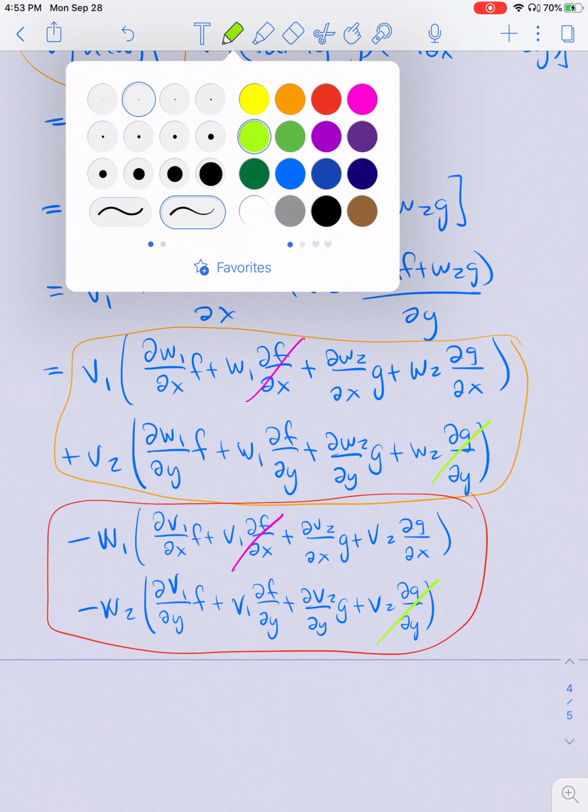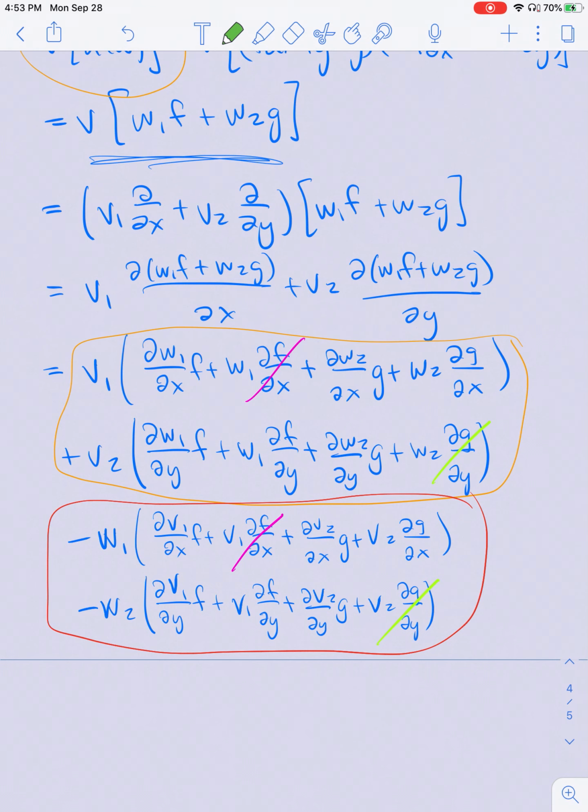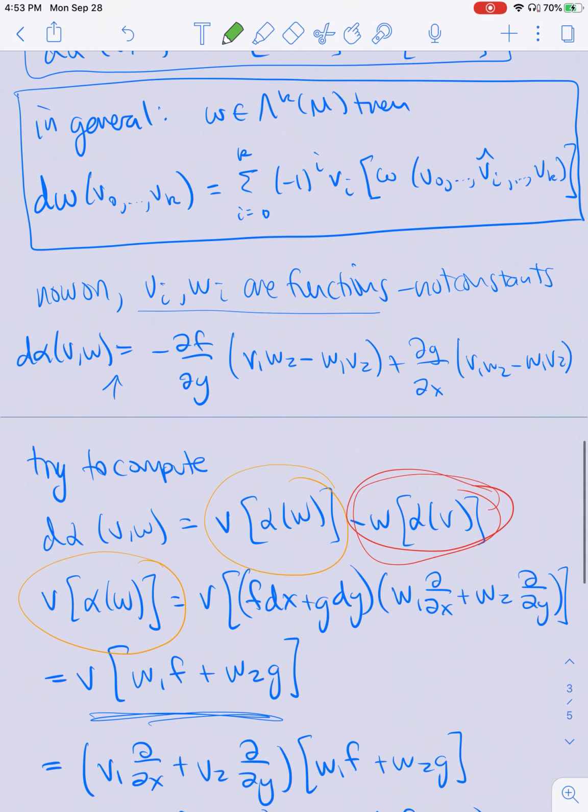Okay, now I actually have some terms that I'm okay with. So remember that I had this formula here, and this is what I'm trying to reproduce.